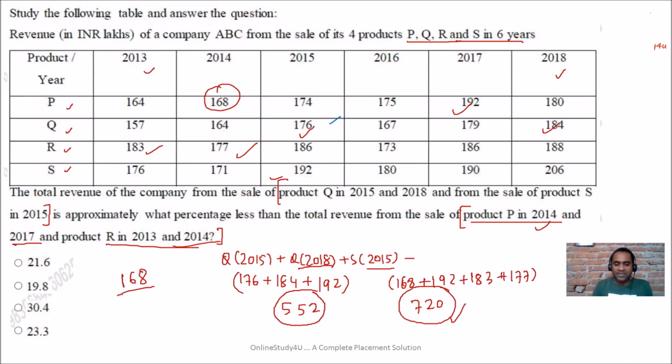5 is 1. So basically the difference in terms of value is nothing but 168 lakhs of revenue from the product. And this is getting compared with 720, so 720 will come down and be multiplied by 100. If you use a calculator in the exam, you will get 23.3 percent. That means option D will be the correct answer for this problem.